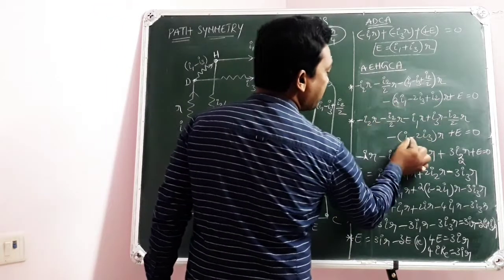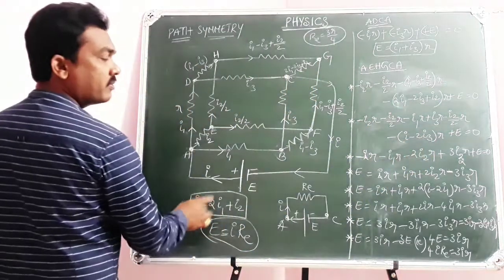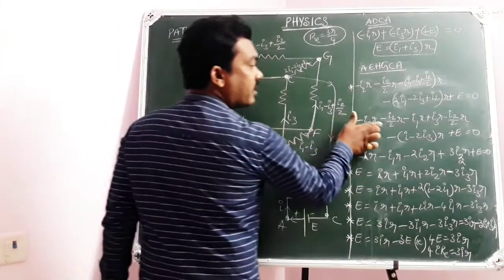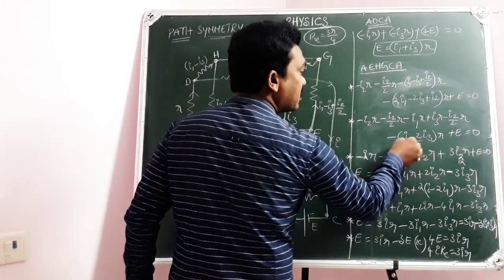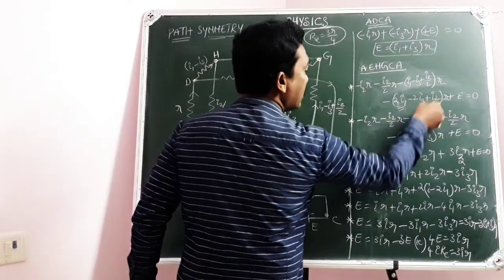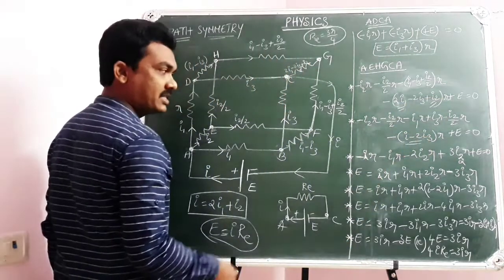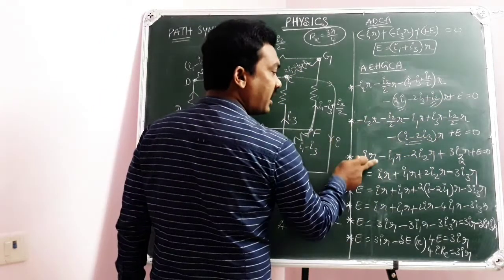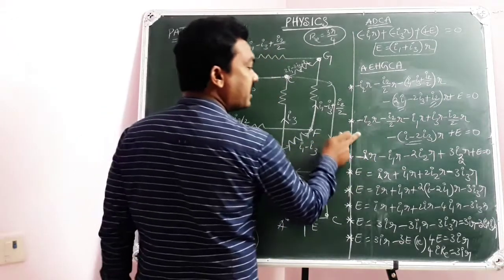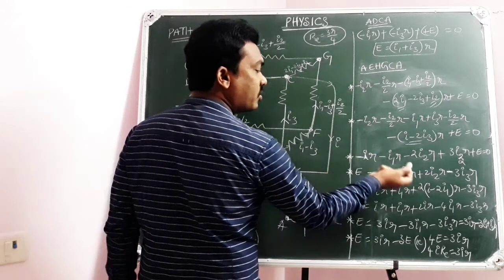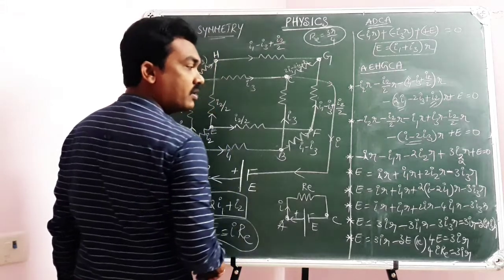2I1 plus I2 in this bracket is replaced with I. That's the only part that I need to consider apart from expansion. This is 2I1 plus I2 is equal to I. Next, expand this equation. When you have expanded this equation, take all the terms to the right side except E.